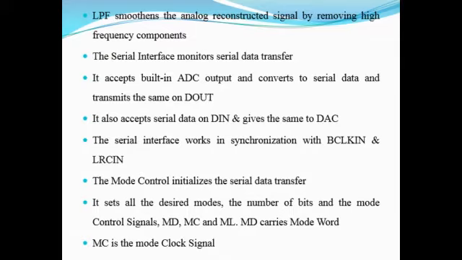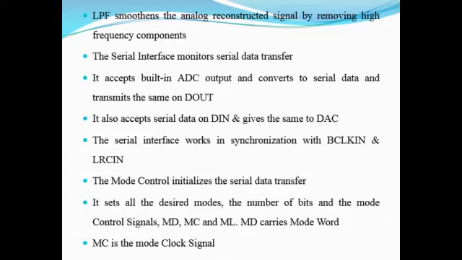So serial data is on D in and gives the same to a DAC process. And the other is the serial interface which is in synchronization with BCLK in and LRC in. So these are the interface signals we use, and it sets all the desired modes, the number of bits, and the mode control signals, so MD, MC, ML, etc. So these are the signals we come across, and MC refers to the mode clock signal, so that is what we are going to use in this process.